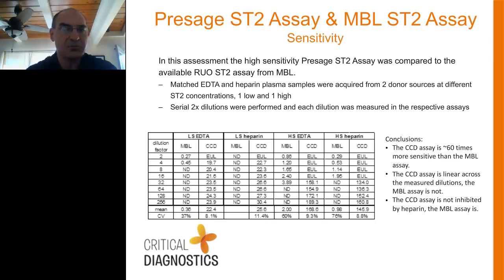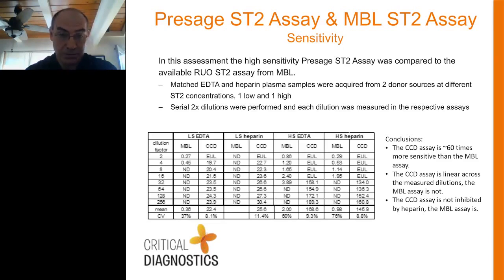So our test that was made to the human characteristics of the protein had, again, much, much higher sensitivity and was not as sensitive to certain inhibitors. So in this case, if we compare EDTA plasma to heparin plasma, we see that heparin completely obliterated the sensitivity of the research use test, but had no effect on our test.